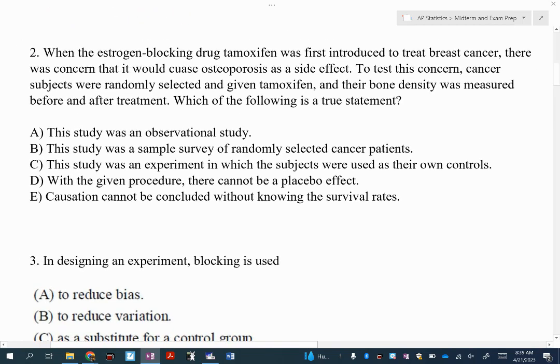All right. Number 2. We have an estrogen blocking drug, tamoxifen. It was first introduced to treat breast cancer. There was a concern it would also cause osteoporosis as a side effect. To test this concern, cancer subjects were randomly selected and given tamoxifen, and their bone density was measured before and after treatment. Which of the following is a true statement?